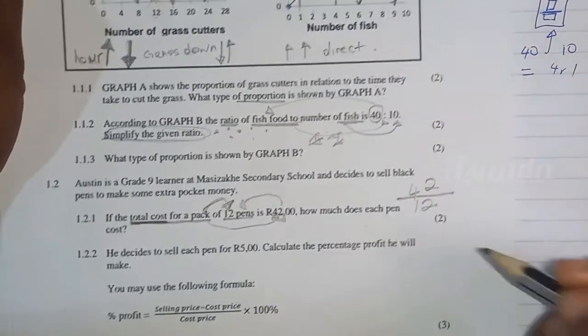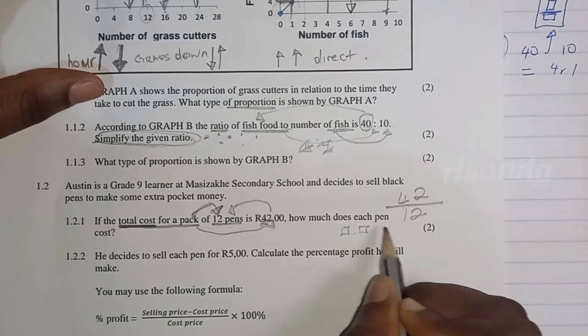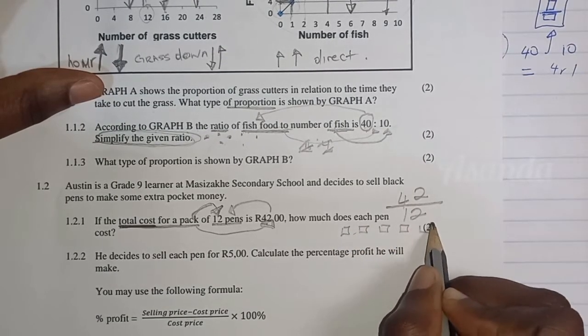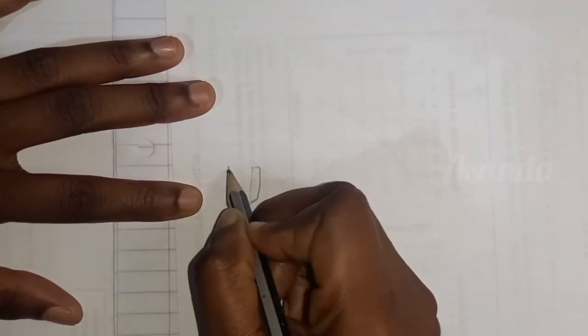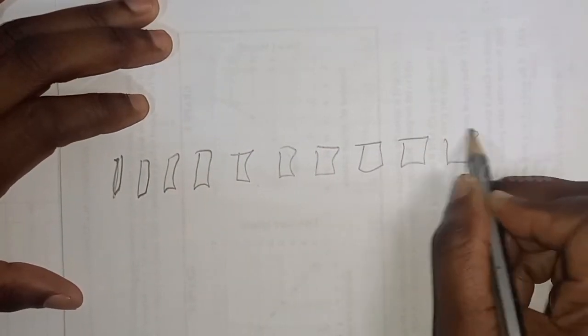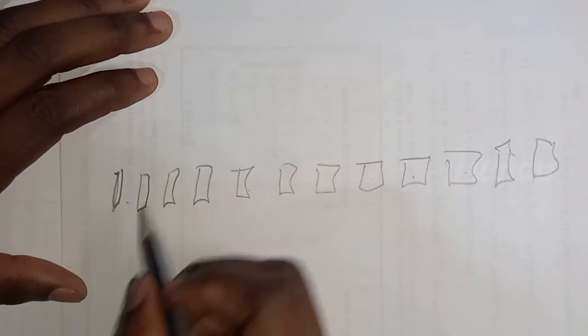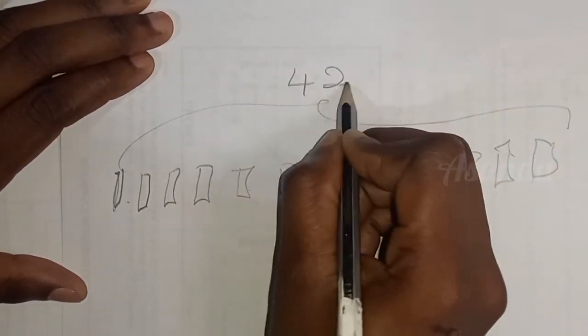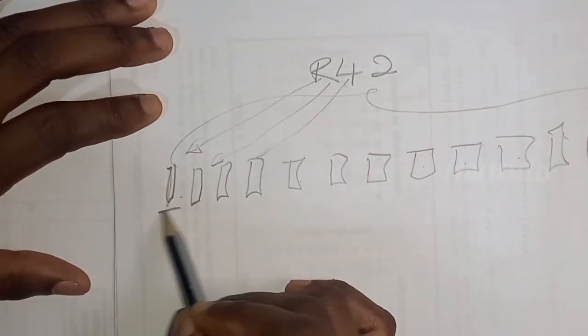by 12. Why are we dividing the 42 rand? We're just taking the 42 rand and assigning it to each pen 12 times, right? So that's 1, 2, 3, 4, 5, 6, 7, 8. Why am I doing pens like this? Let me do it differently. That's a pen, that's a pen, that's a pen, and so on. 1, 2, 3, 4, 5, 6, 7, 8, 9, 10, 11, 12. So we have these 12 pens, and all of them cost 42 rands. So what we're going to do is allocate money to each pen so we can find out how much one pen costs.